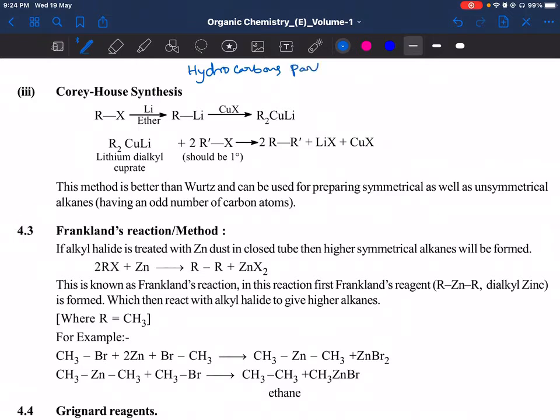Hydrocarbons, Part 2, I will explain. So in this, what is that? First one is Corey-House synthesis. It is a very good reaction.